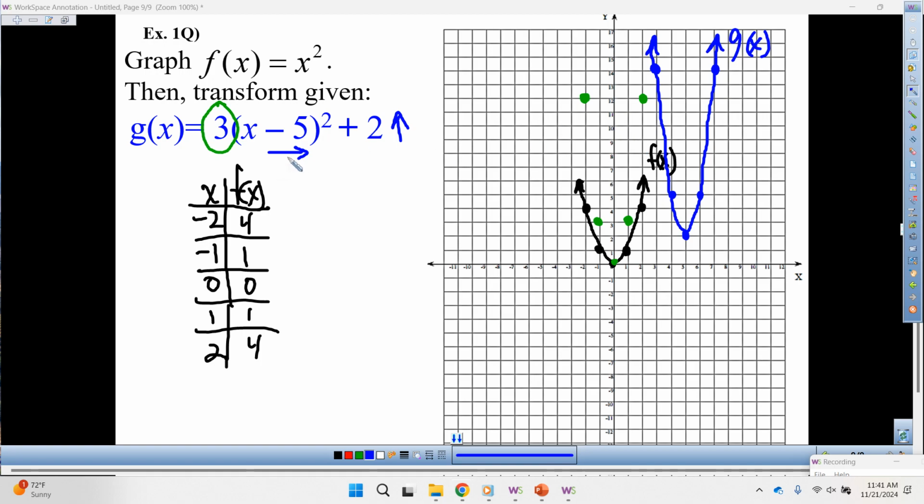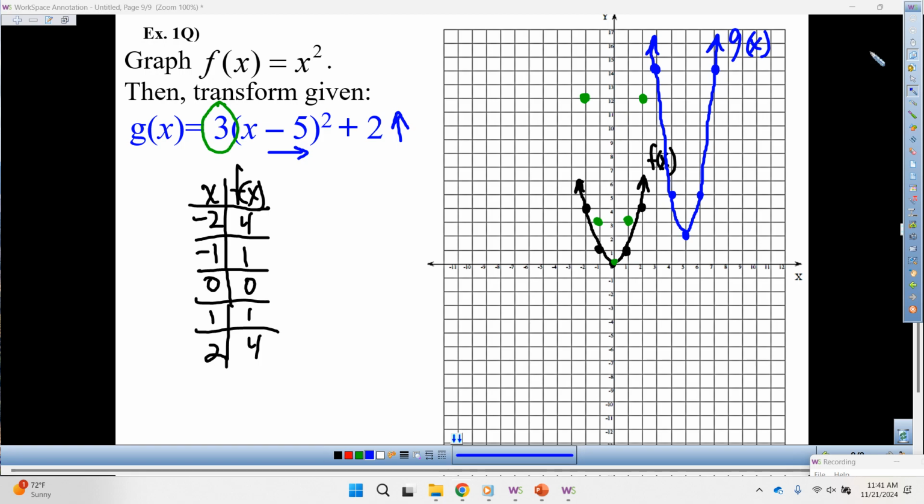What was the final one? Moving it 5 to the right and 2 up. Once we have our final set, all our points, we label it g of x, and that's our final transformation. From 1 to 5, how comfortable are you? 4, 5, 4, 5. Okay, let's do another one.